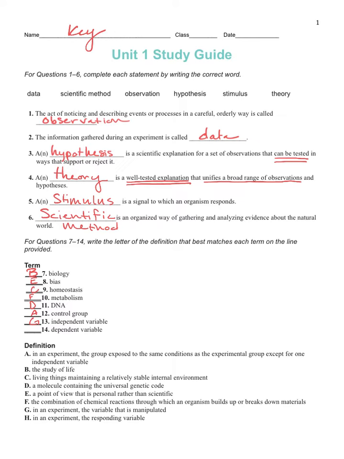And then lastly, number 14 is the dependent variable. The dependent variable is letter H, and this is referred to as the responding variable or the thing that we measure.